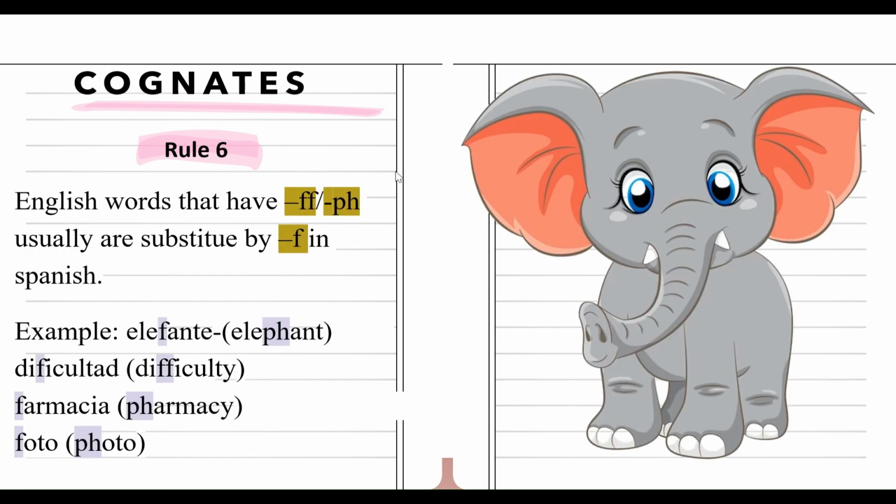Rule number 6. English words that have FF or PH usually are substituted by F in Spanish. So we don't have PH in Spanish. So we have elefante; as you can see, in English we have elephant with PH, right? In Spanish, it's substituted just by the F. The next one, dificultad, difficulty. In English it's two Fs, but in Spanish it's just one. Next one, farmacia, pharmacy. Same thing. PH is substituted by F. Photo, foto. Okay, just the letters are substituted.